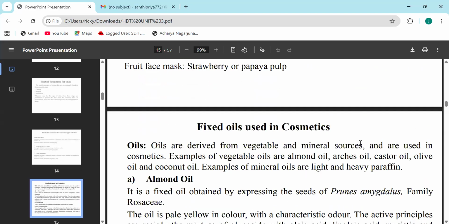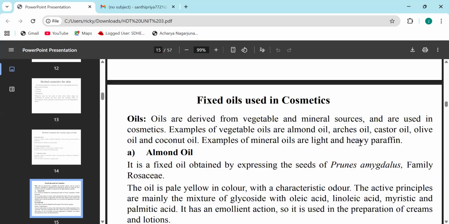And next one is fixed oils used in the cosmetics. Oils are derived from vegetable and mineral sources and are used in the cosmetics. Examples of vegetable oils are almond oil, arachis oil, castor oil, olive oil, and coconut oil. Examples of mineral oils are light and heavy paraffin.